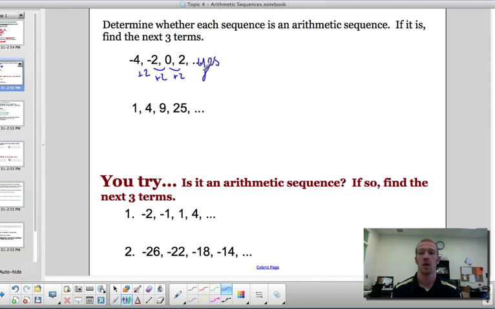So yes. So the next 3 terms, so first, second, third, fourth, the 5th, 6th, and 7th terms would be 4, 6, and 8. They just continue the pattern. Here there's kind of a pattern going, but it's not arithmetic. Right? You have to add 3, then you're adding 5, then you're adding 16. So that is not an arithmetic sequence. So here is your first U try. There will be several U tries.